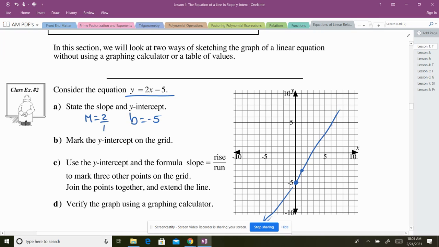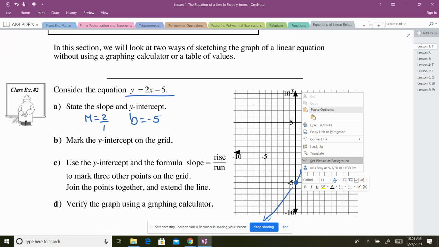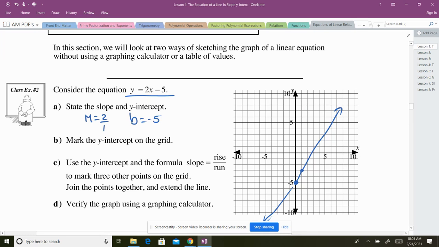Okay. And that's correct. But if you want more points, all you do is go from this point and go up 2 over 1. You can just keep doing that all the way up or down, and get a series of points so you can make a better line, all right? That's all you need to do. What you should usually do, though, is right beside it, write the equation, 2x minus 5, okay?